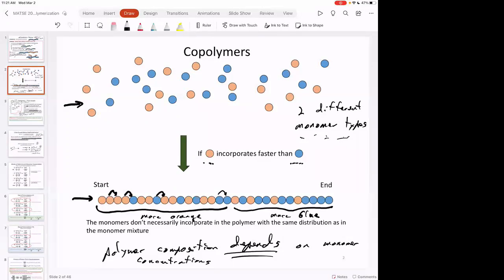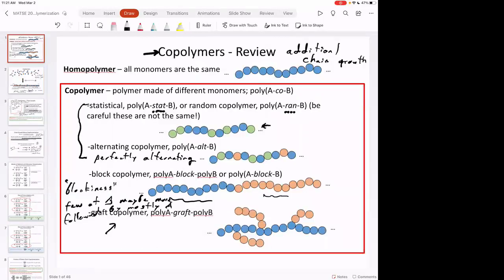Did I see a hand up? Yes, I just have a question about the blockiness. So can you have A followed by B? Yes. So you can have lots of different situations of blockiness.